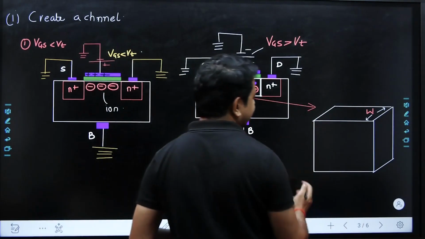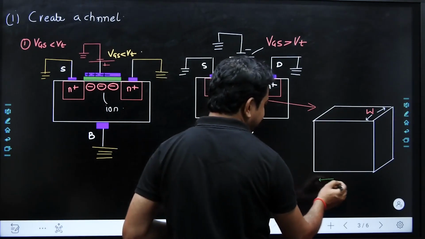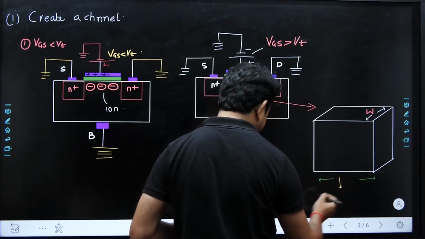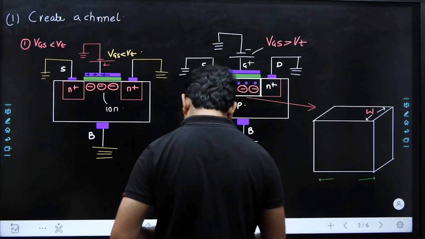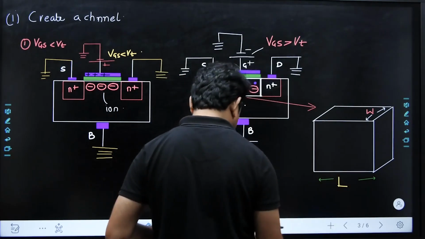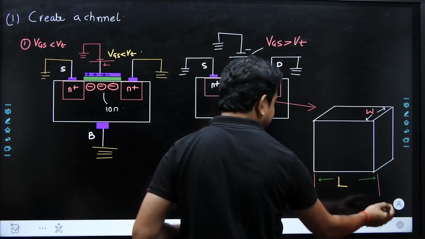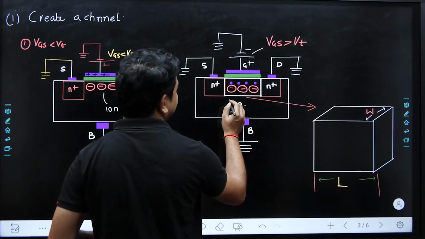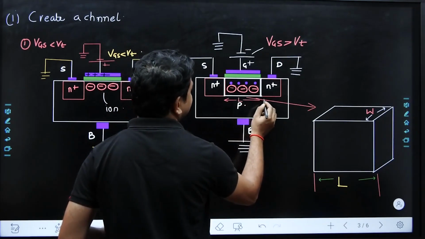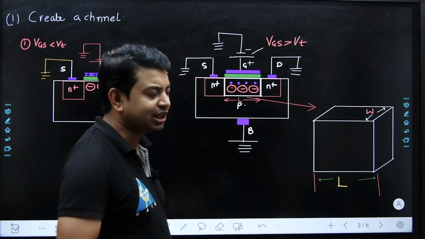So this is the surface, and we have another parameter here which is known as the length of the channel, and the length of the channel can be written as L. This is the length of the channel. Here also we can draw the length from this particular point, and it ends at this point. This is the length of the channel.